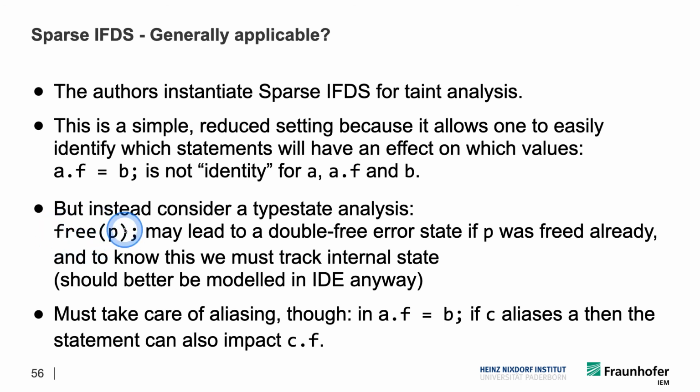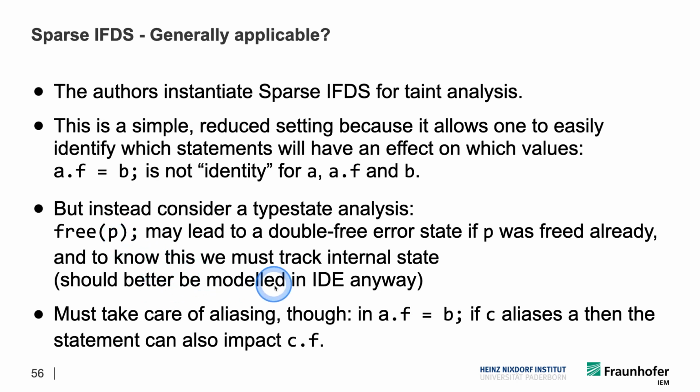And if you were to model this in IFDS, then it would be less clear actually how to identify these fact-specific functions, right? Because whether or not this statement actually has an effect even on P depends on whether P was freed or not in the first place, before the statement. So you might over-approximate in this case, but it might be hard to make this exact determination whether you have a fact-specific identity function here or not.